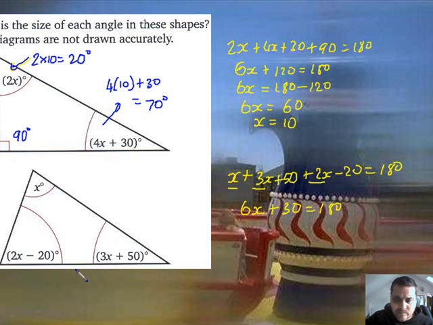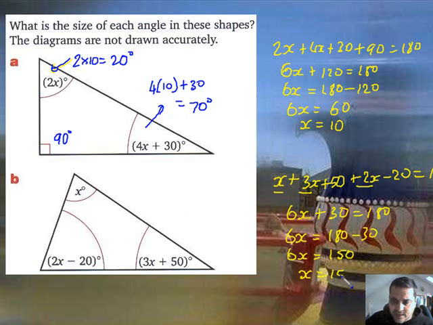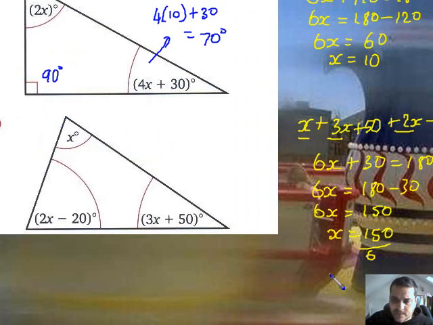So check that again. 3, 4, 5, 6, and then 50 minus 20. Okay, that's good. So I've got 6x comes to 180, take away the 30. So 6x comes to 150 degrees. Now I just divide by 6, and I see what x is worth on its own, and then I use it for something else. So 150 divided by 6 is 25 degrees.